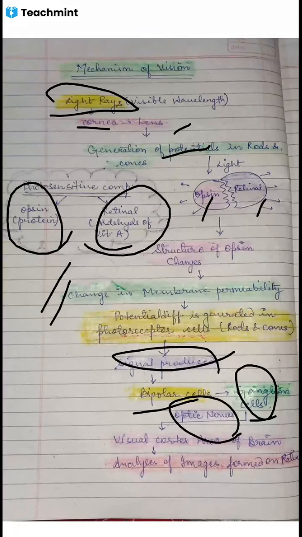So the mechanism of vision, we can say, is that firstly the light rays of the visible wavelength fall on the cornea, then on the lens, and there is a generation of potential in the rods and the cones, because of which there is a dissociation of opsin and retinal, and a change in the structure of the opsin which leads to a change in membrane permeability. A potential difference is generated in the photoreceptor cells, that is rods and cones, and then the signal is produced which passes through the bipolar cells to ganglionic cells, through the optic nerves to the visual cortex area of the brain. So this is how the mechanism takes place.